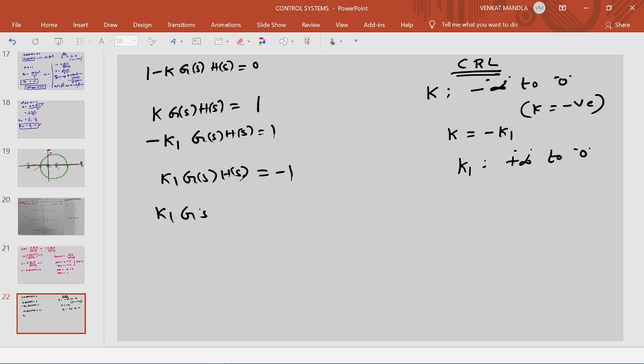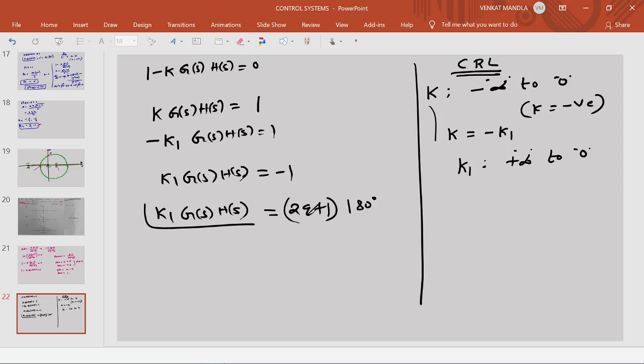From this the angle criterion is minus 1, this is 180 degrees or odd multiples of 180 degrees. If we get the angle criterion as odd multiples of 180 degrees, then the rules are not going to be changed. Whatever rules we have learned, those rules will not change. But one thing will change here. The starting point is k equal to minus infinity, and at k equal to minus infinity, we get open loop 0.